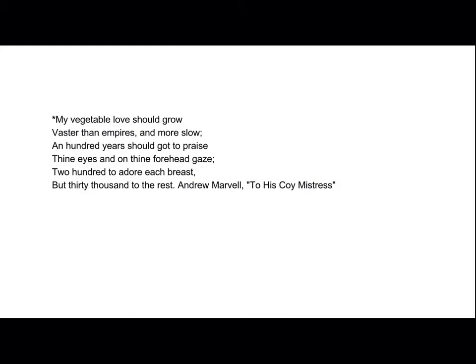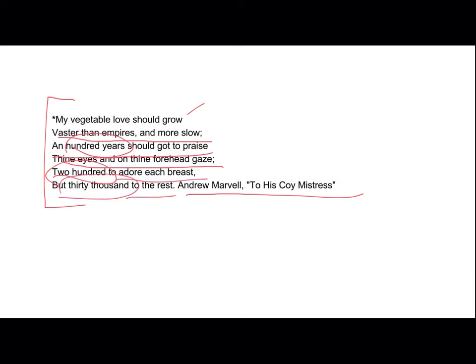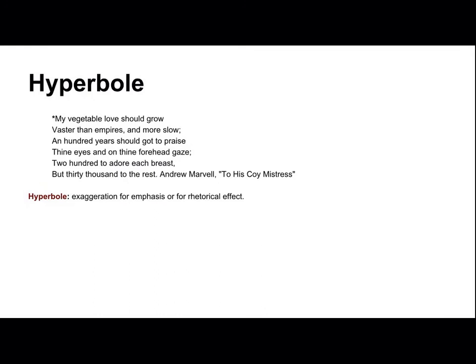This one, you might remember from Brit Lit. "My vegetable love should grow vaster than empires, more slow, and a hundred years should go to praise thine eyes and on thine forehead gaze." Okay, obviously that could be a strange metaphor. Lots of exaggerating. "Two hundred years to adore each breast, thirty thousand to the rest." Okay, we all know a hyperbole: exaggeration for emphasis or for rhetorical effect.